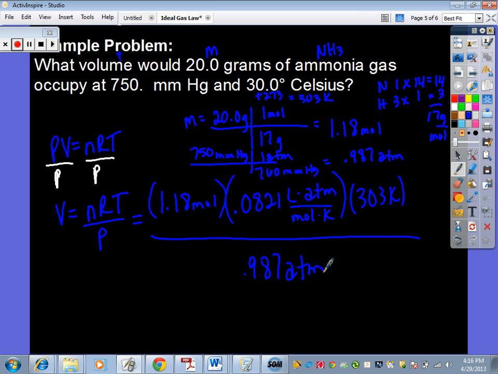Significant digits wise, the 1.18 has 3, the 303 has 3, the 0.987 also has 3. The ideal gas law constant will never ever be used to determine your number of significant digits because it is a constant. So the final answer to this problem, with 3 significant digits, is 29.7 liters. And what kind of gas do we have? We have liters of NH3. That's a wrap.